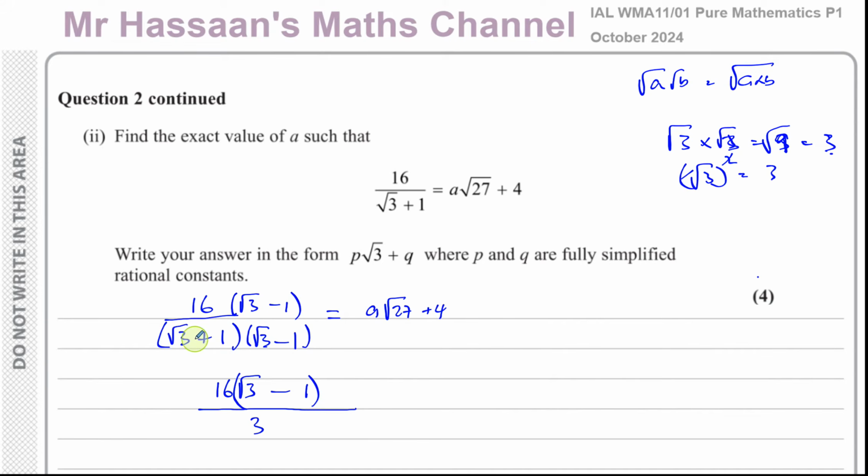And as I said, the middle term will disappear. Root 3 times minus 1 is minus root 3. 1 times root 3 is root 3. We don't have to write that down, but we write down the last term, which is 1 times minus 1, which is minus 1. So basically, you see something like this where you have a conjugate pair here. You just square one of the numbers and take away the square of the other. So root 3 squared is 3 minus 1. That will give you your answer. And that's equal to A times root 27 plus 4. So this is an equation. I'm writing this down because we're solving this equation.